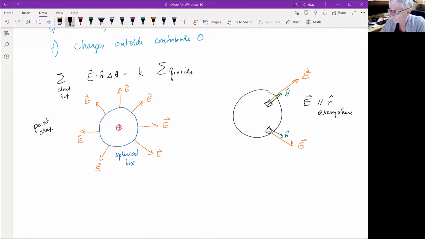So this sum of E dot n hat delta A, we can write as the integral of E dot n hat dA if we make these pieces small enough. And the integral usually has a circle around it to indicate that it's a closed surface here. And I'm not going to ask you to do surface integrals except the ones that you can just look at and see the answer.